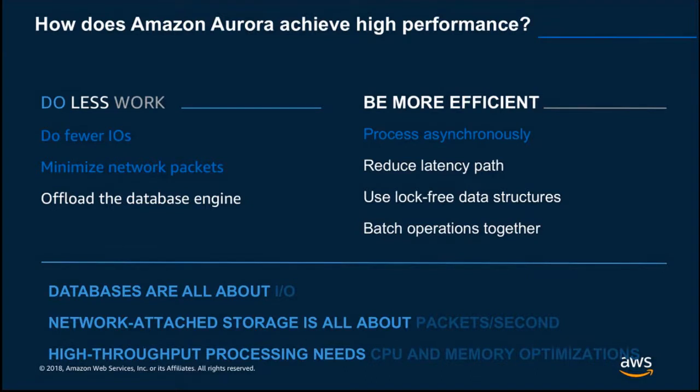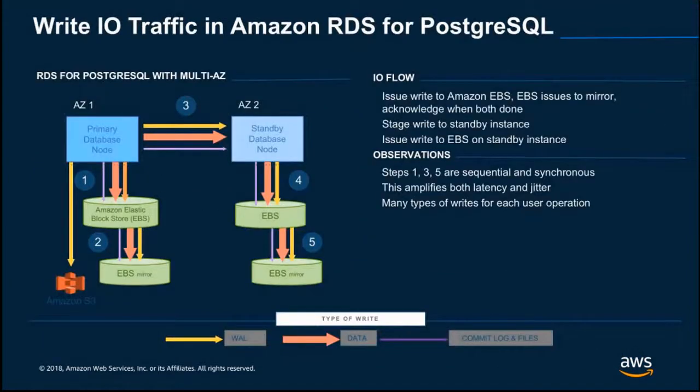And so the other way to make software go faster, of course, is to be more efficient with things that you do have to do. And so as much as possible, we've made everything in Aurora asynchronous. We try to use in-memory data structures that are, for the most part, lock-free. We've tried to batch operations together to make them more efficient. And we just try to use modern software design techniques in general to make Aurora more efficient.